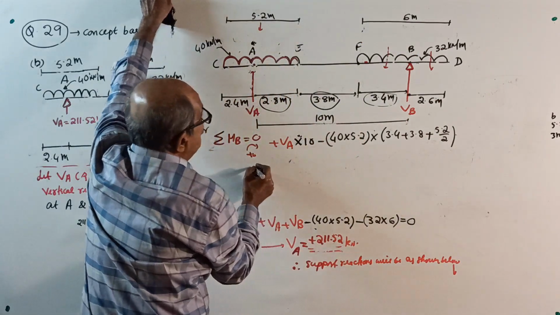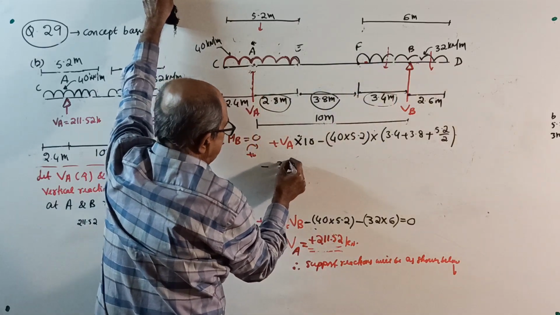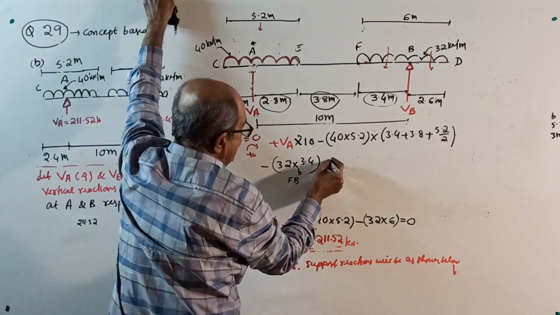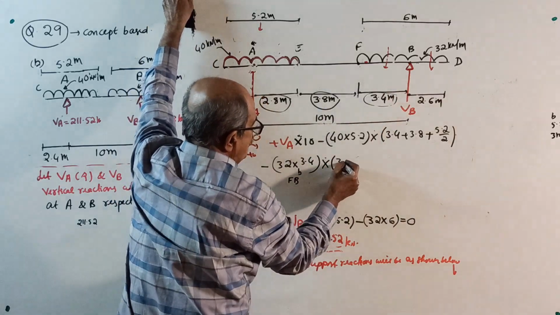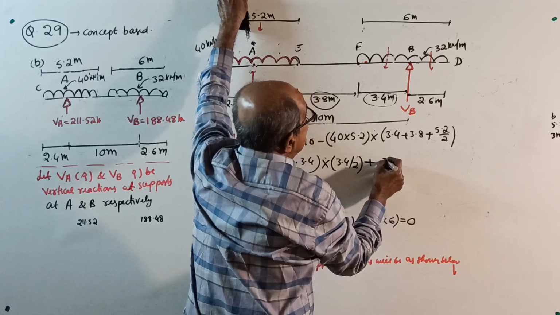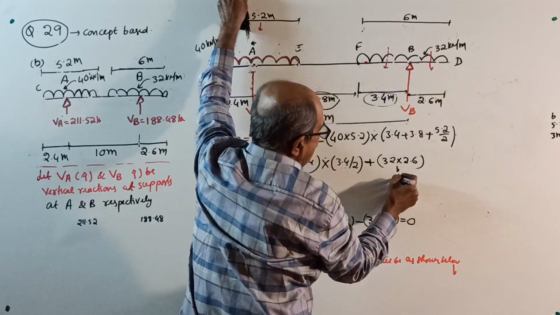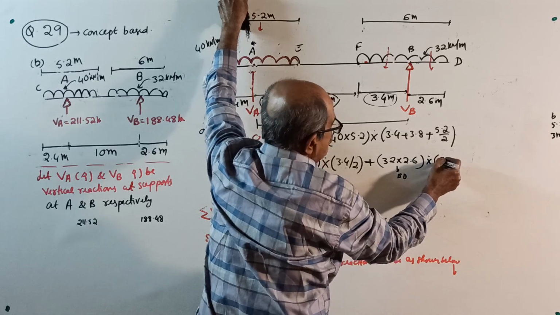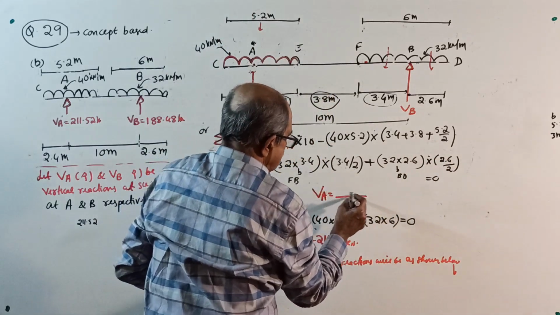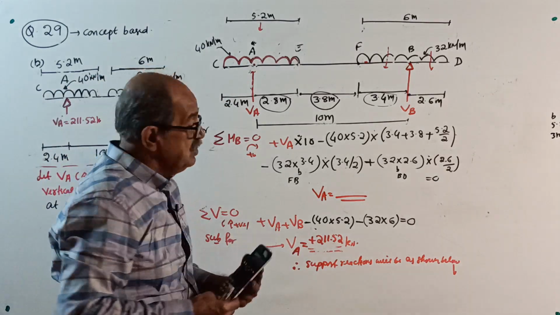Therefore, consider them separately. This much load, F to B, minus 32 into 3.4, the total load from F to B, into 3.4 by 2. Then that side will create clockwise, plus 32 into 2.6, the total load from D to B, into 2.6 by 2, equal to 0. You will get the value of VA first: plus 211.52 kilonewton.